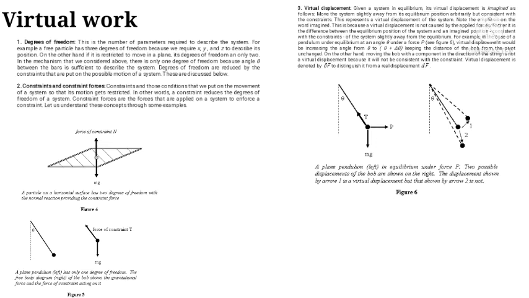Constraints and constraint forces. Constraints are those conditions that we put on the movement of a system so that its motion gets restricted. In other words, a constraint reduces a degree of freedom of a system. Constraint forces are the forces that are applied on a system to enforce the constraint. Let us understand this concept with some examples.